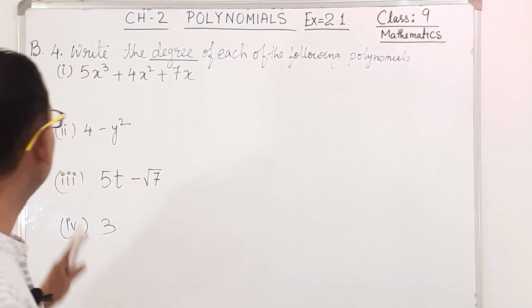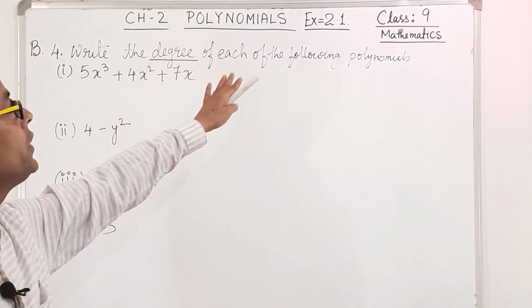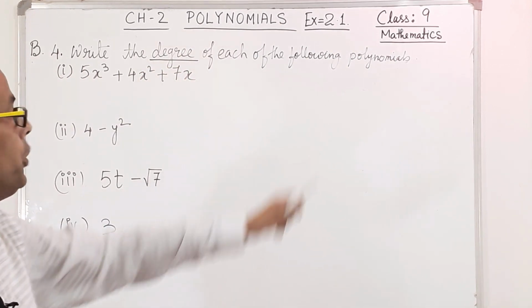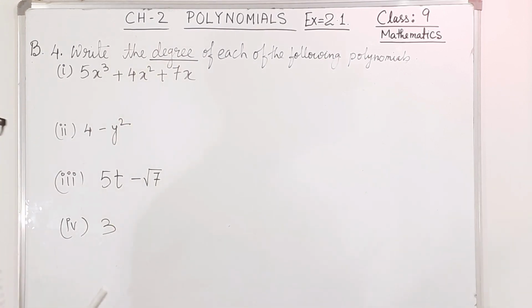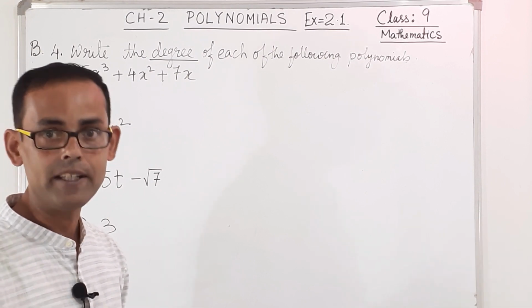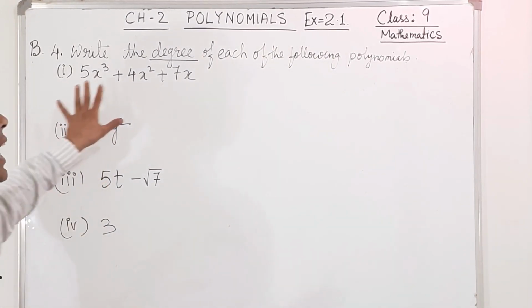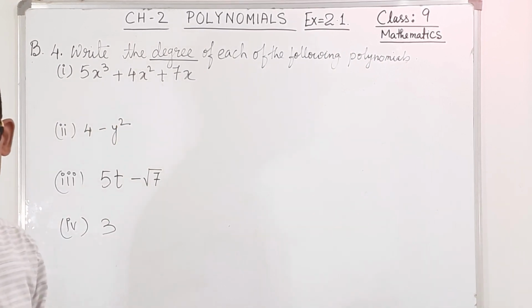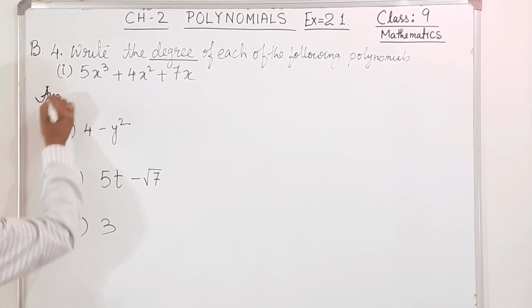Now question number 4. Write the degree of each of the following polynomials. That's why I have underlined the word degree. So what is the meaning of degree? Degree means the highest power of the variable in a polynomial. So these are all polynomials. You have to find out the highest power, and that will be the degree. Okay, so for this one, what is the degree?